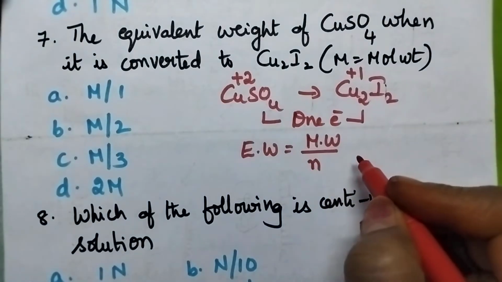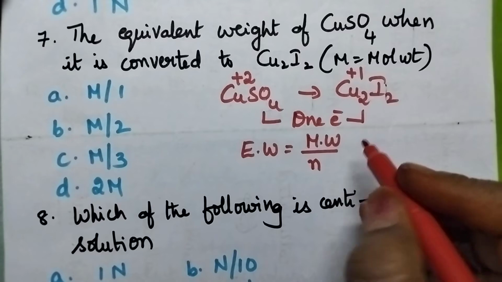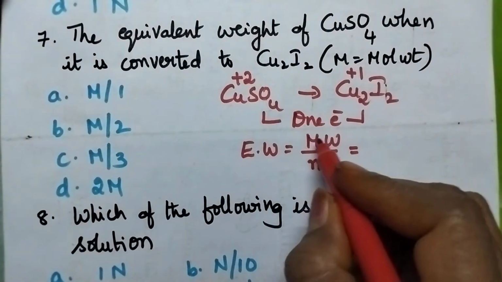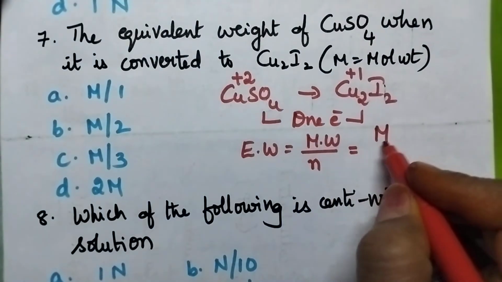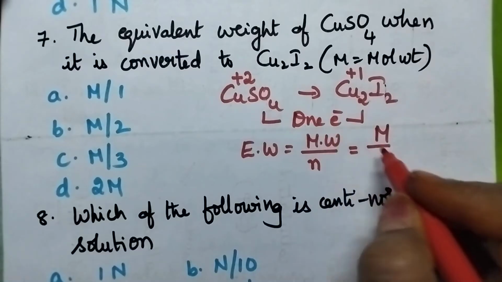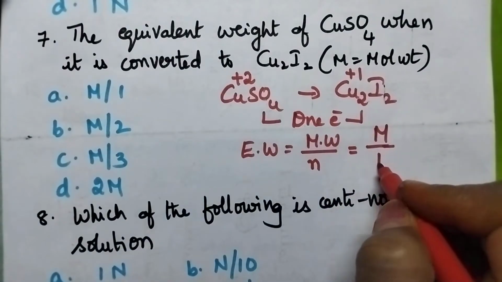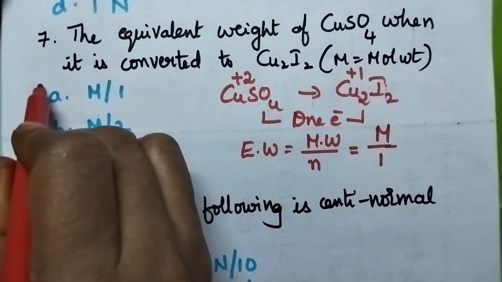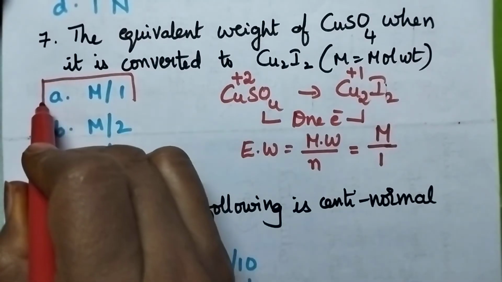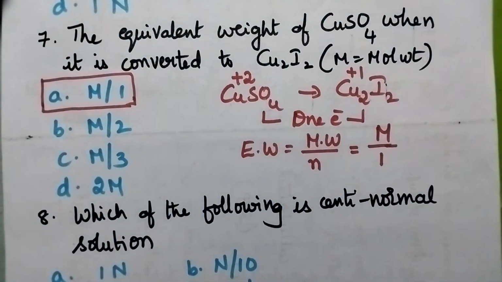In this case the equivalent weight is obtained by dividing molecular weight by n factor. N factor means the number of electrons lost or gained. So here the molecular weight is given as m and here only 1 electron is gained. So m by 1 is the right option. So option A, that is m by 1, is the right answer.